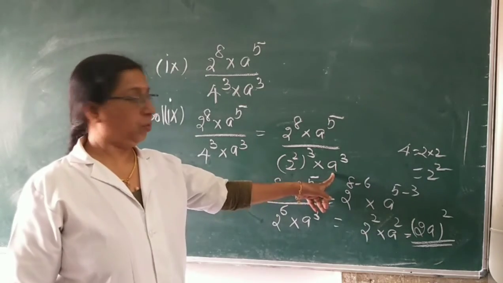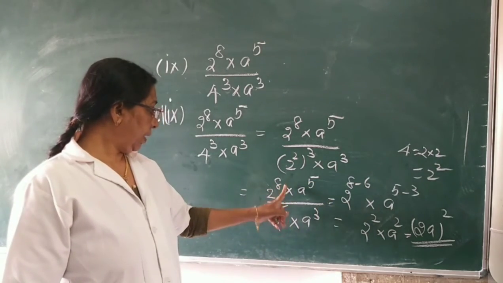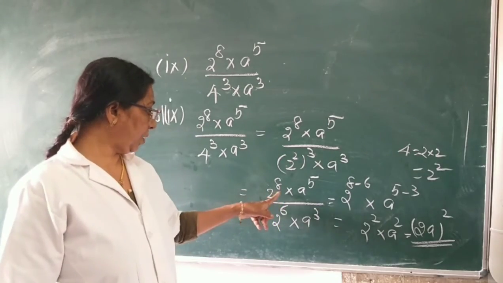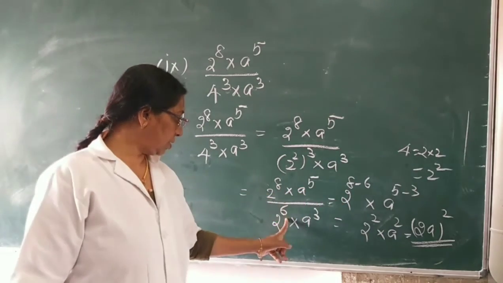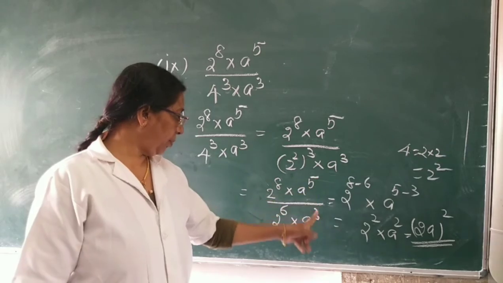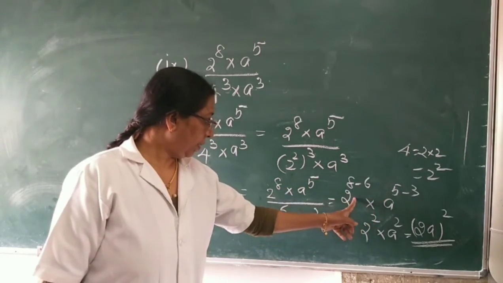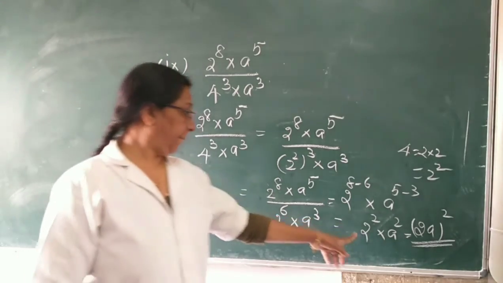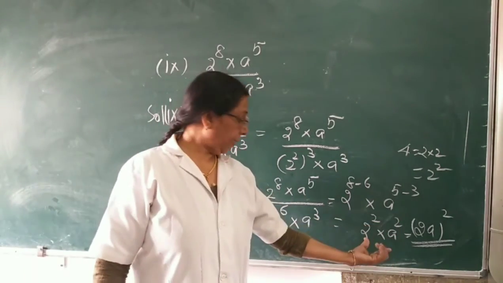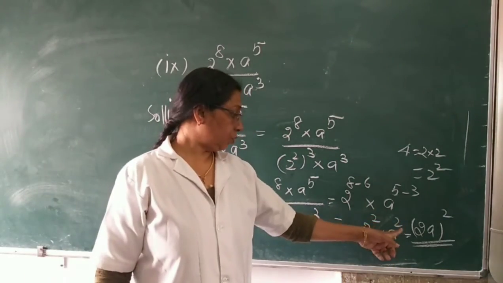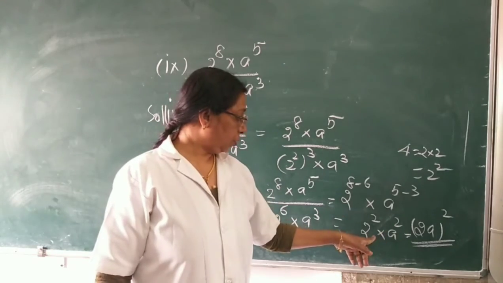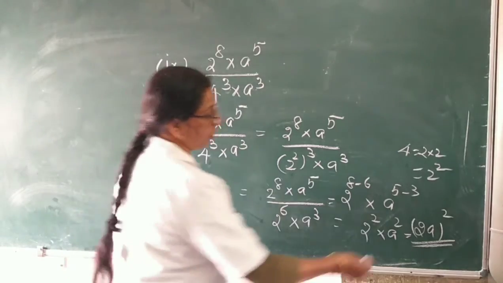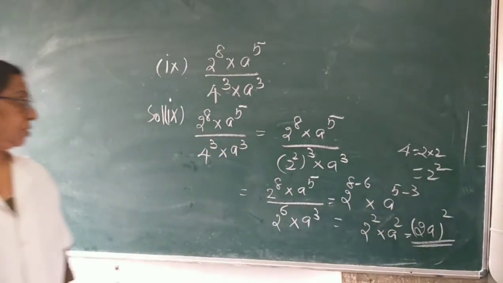Then a cube. അപ്പം we can apply a raised to m by a raised to n is equal to a raised to m minus n. അപ്പം 2 raised to 8 minus 6 into a raised to 5 minus 3. 8 minus 6 is 2. So 2 raised to 2 into a raised to 2. But base different and same power. So we can take 2 into a, that is 2a the whole raised to 2. 2a the whole raised to 2 is the answer of this question.